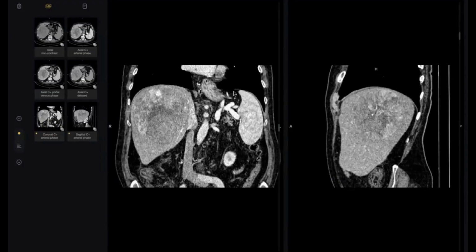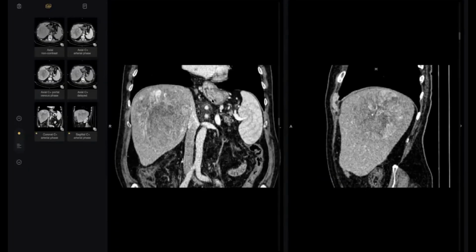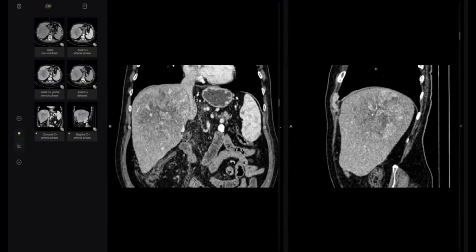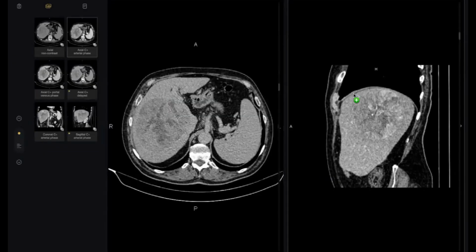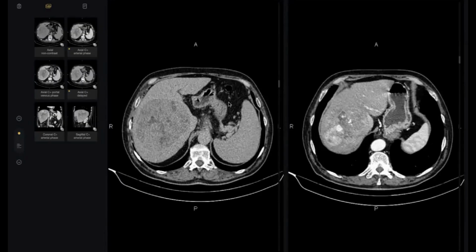Okay, doctor. Atypical hepatocellular carcinoma. Why atypical? Sir, because some areas are non-enhancing.